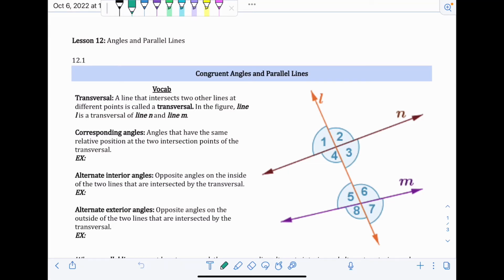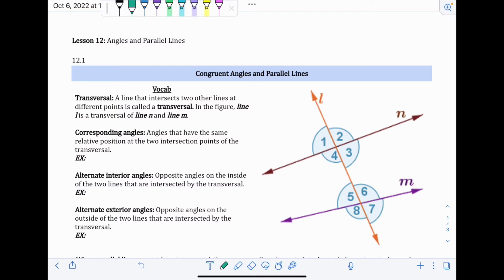Lesson 12 is angles and parallel lines. Before we get started, this lesson is pretty heavy with new vocab. So if you have a printer and you're able to print this page, I would definitely recommend it. All these vocab words are going to come up pretty frequently throughout the course. So if you aren't able to print it, definitely still write them down so you have them to reflect back to.